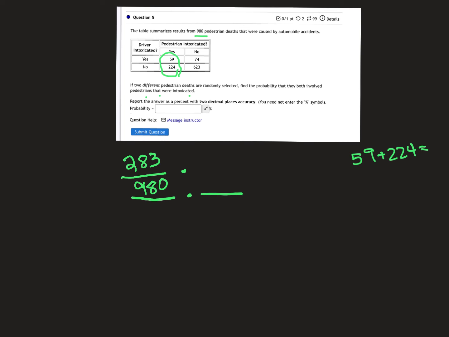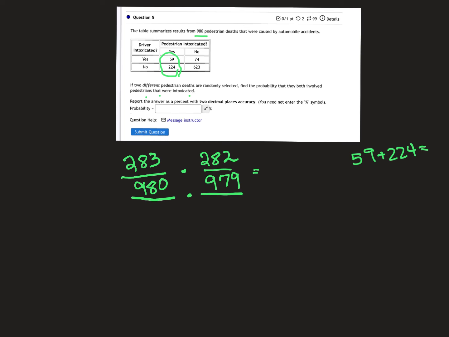And since we have finite data, I'm going to go ahead and assume they're taking the first one out so we don't double count them as we're randomly selecting. It's not super clear whether or not this is requiring replacement or not. So our next one would be 282 because we took the first one out over 979. So we calculate this as a fraction and put it in a percent.